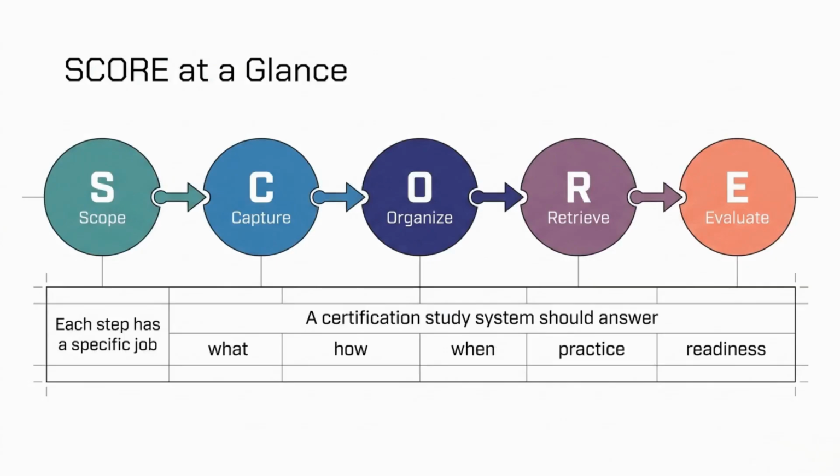Scope helps you define the exam target. Capture helps you turn resources into usable study material. Organize helps you build a plan that fits real life. Retrieve and Practice helps you move beyond recognition into memory and application. Evaluate and Improve helps you use evidence from practice, errors, and readiness checks. Without a structure, certification study can become a pile of resources and good intentions. With SCORE, every part of your preparation has a job.